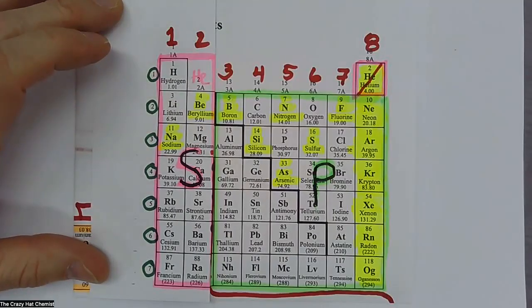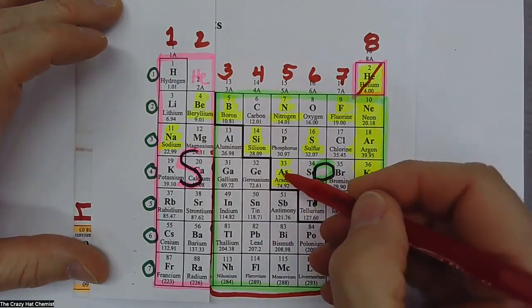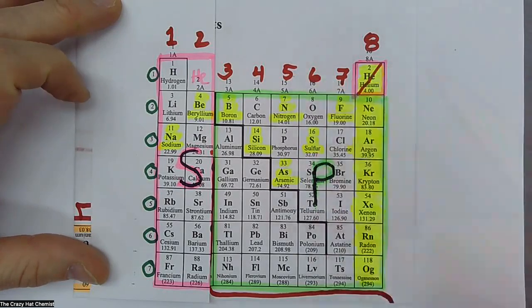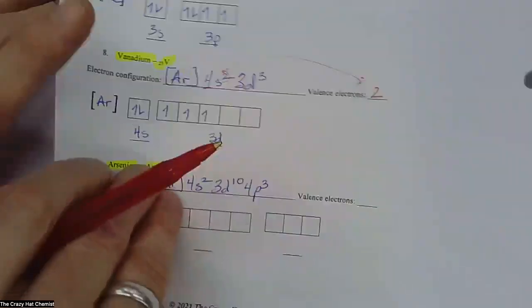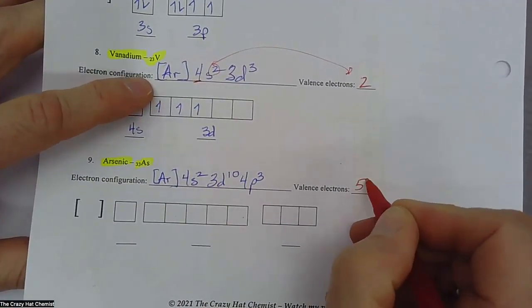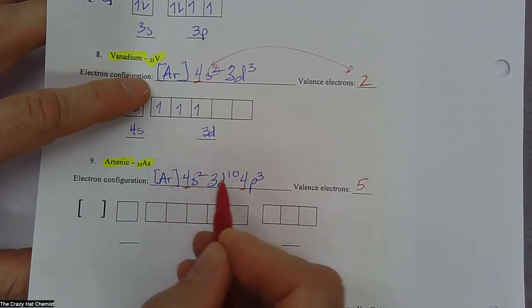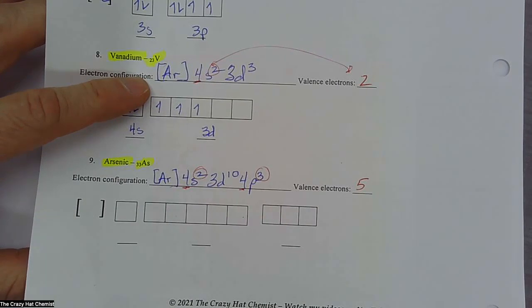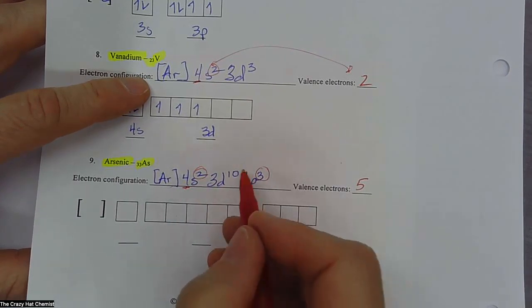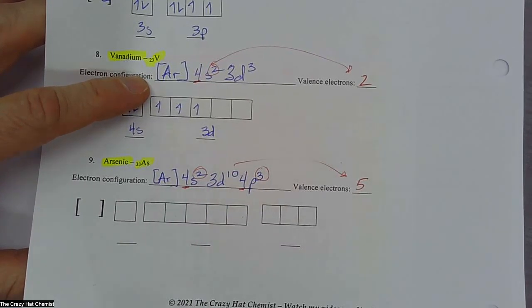Okay, now I'm going to look over here on my periodic table. I'm going to find arsenic. What's above that is a number 5. That's 5 valence electrons for arsenic. And remember, it's the largest principal quantum number, which is 4s. And I can sum these two numbers up. 2 plus 3, that's 5. And that adds up there.